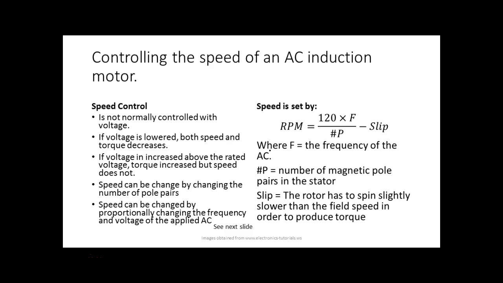So the formula for the speed of the motor is this: this is the field speed, this is not the rotor speed. It is RPM equals 120 times frequency divided by the number of poles. The speed of the motor is going to be that minus what we call slip. So we can control the speed of the motor. It looks like we can control it two different ways, right? What two different ways can we control it?